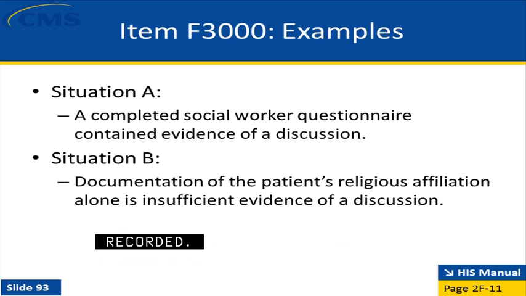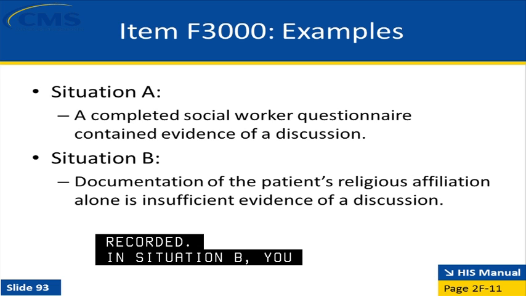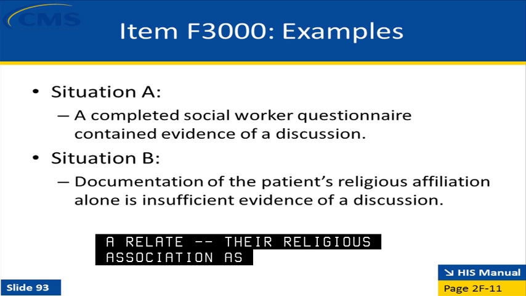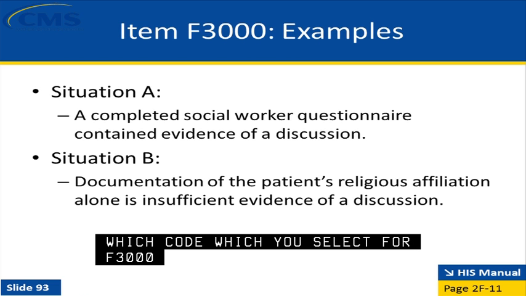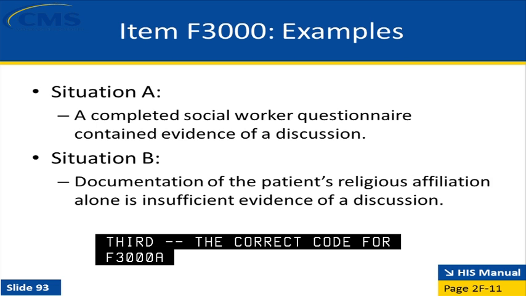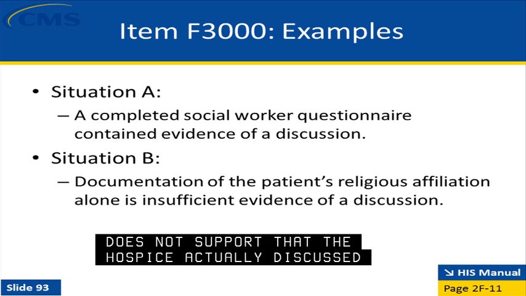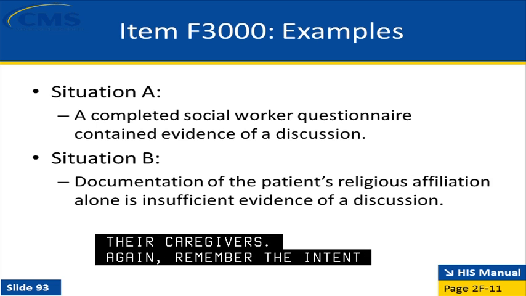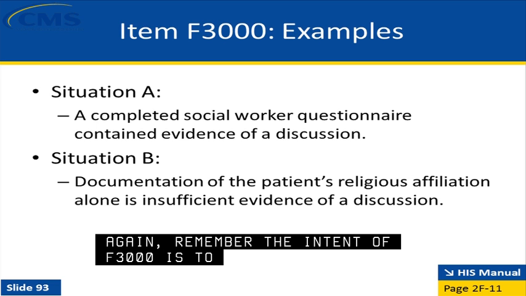In situation B, you have a patient whose initial assessment shows patient identifies their religious affiliation as Baptist. So you find this in the clinical record. What code would you select for F3000 in this situation? 0, that's right. So the correct code for F3000A would be 0, no, because clinical record documentation that only shows the patient's religious affiliation does not support that the hospice actually discussed spiritual or existential concerns with the patient and/or their caregivers. Again, remember that the intent of F3000 is to capture the discussion or attempted discussion about spiritual and existential concerns. And in this situation B, for F3000B, you would not enter a date and you would skip to the next item.